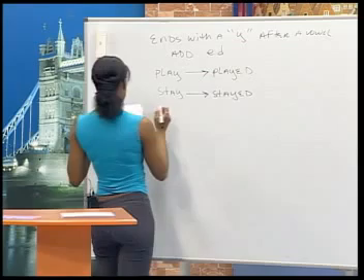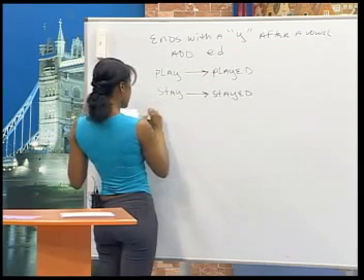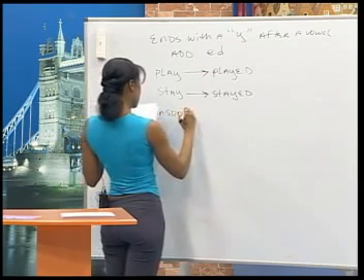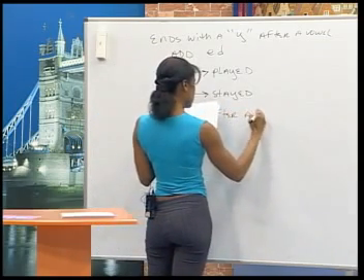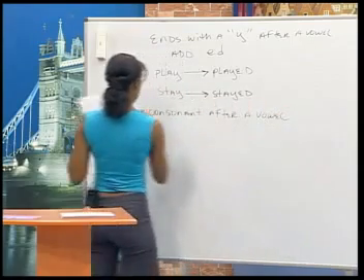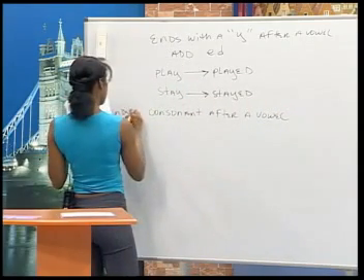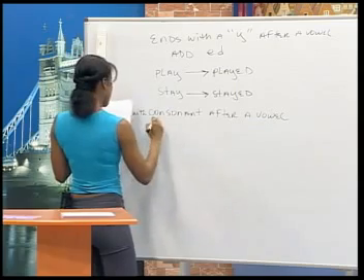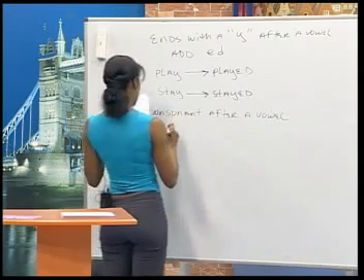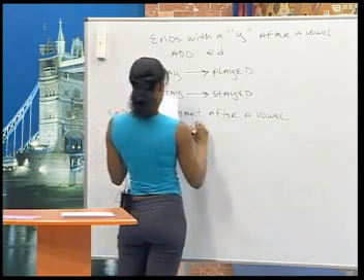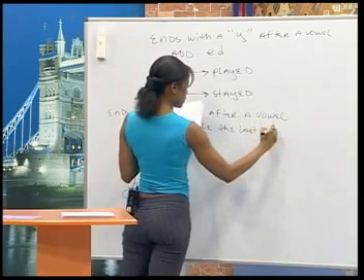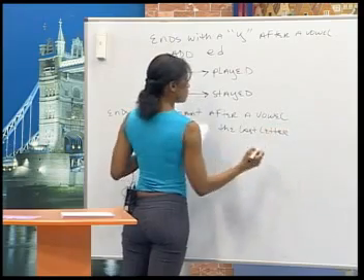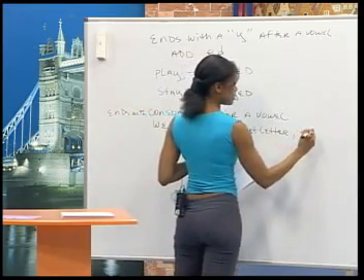All right, when a word ends with a consonant after a vowel, okay, we double the last letter. Then add ed.